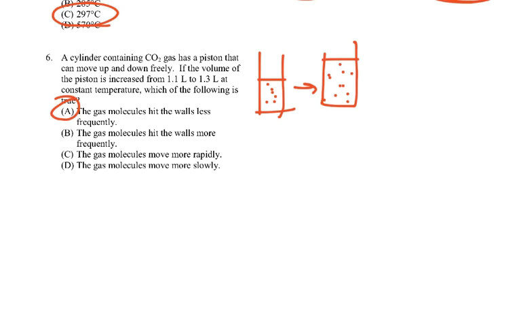Let's double check the other answers. The gas molecules hit the walls more frequently. Okay, no, they're definitely not, because it's a bigger container. The gas molecules move more rapidly, move more slowly. No, that has to do with its temperature, and the temperature stays constant. Okay, so it's answer A.